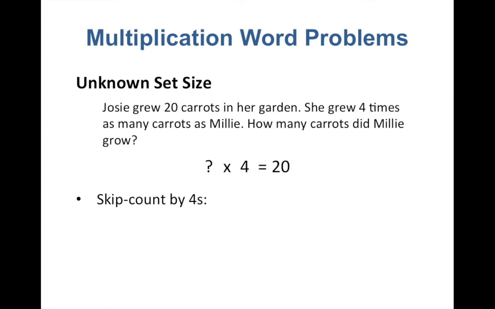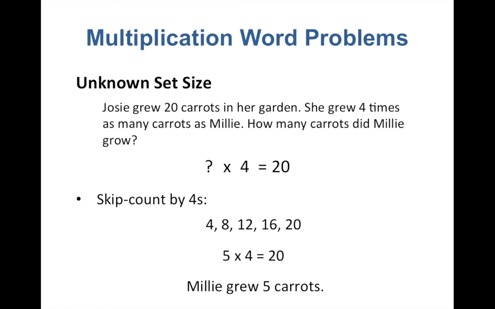We could skip count by 4s, use that factor we know, which is 4. Skip count 4, 8, 12, 16, 20. We see that we skip counted 5 times, so our unknown set size must be 5. 5 times 4 equals 20, or another way to say that would be 20 is the same as 4 times as many as 5. Millie grew 5 carrots.